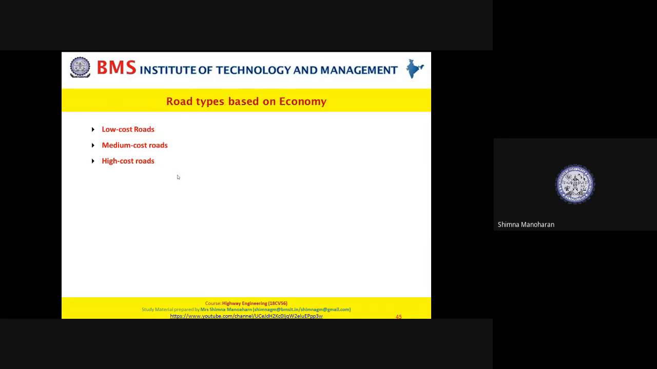From this, we have road classification based on economy. On the basis of economy, you have low cost road, medium cost road, and high cost road. Low cost road means the maintenance cost and the construction cost for the road is less. Medium cost means the maintenance cost is low, and in high cost road the maintenance cost will be high. We will see in the coming slides how this low cost, medium cost, and high cost analysis will be done.